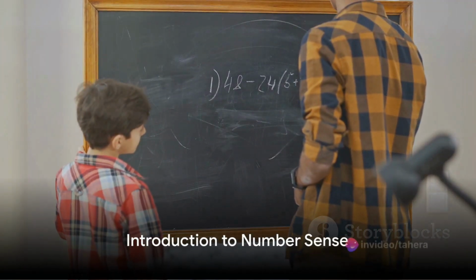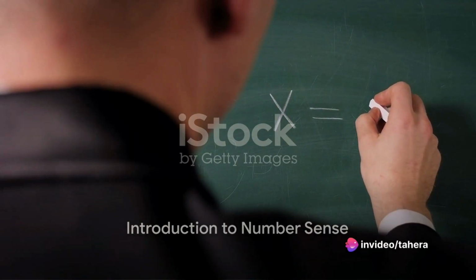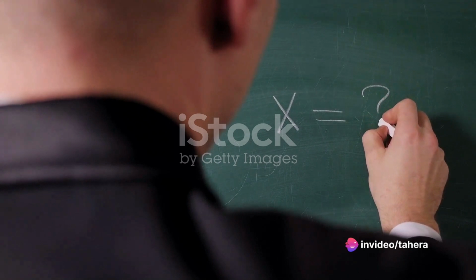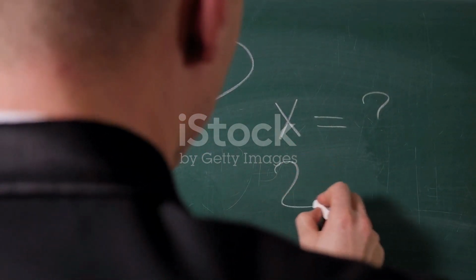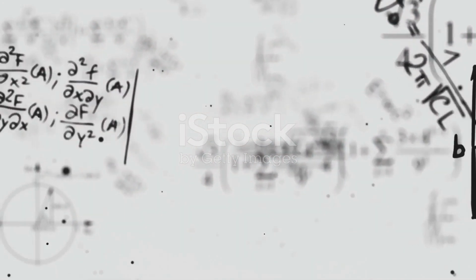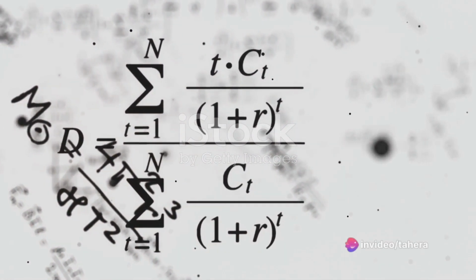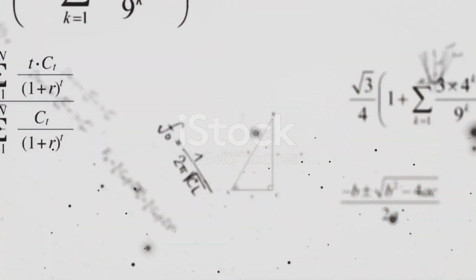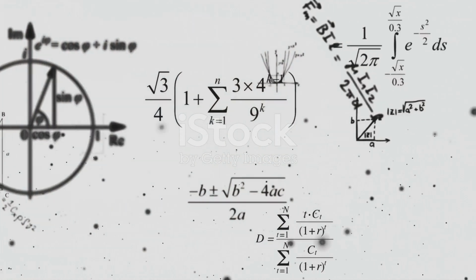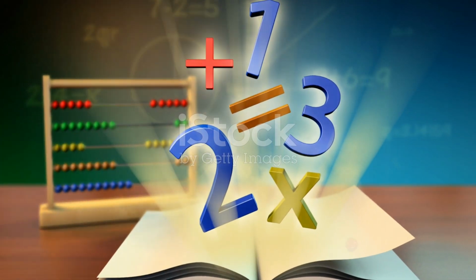Have you ever wondered why some people can solve complex mathematical problems in their heads, while others struggle with basic arithmetic? The answer lies in something called number sense. Number sense, in its simplest form, refers to a person's ability to understand, relate to, and manipulate numbers and mathematical concepts. Like a sixth sense, but for numbers, it's an intuitive understanding of numerical relationships and the ability to make reasonable judgments about numerical operations.